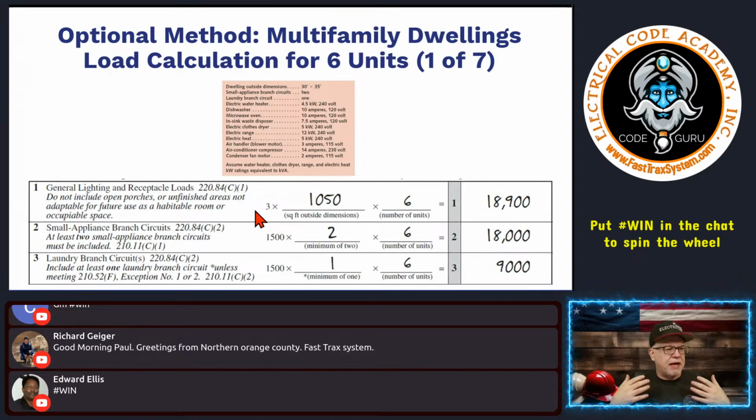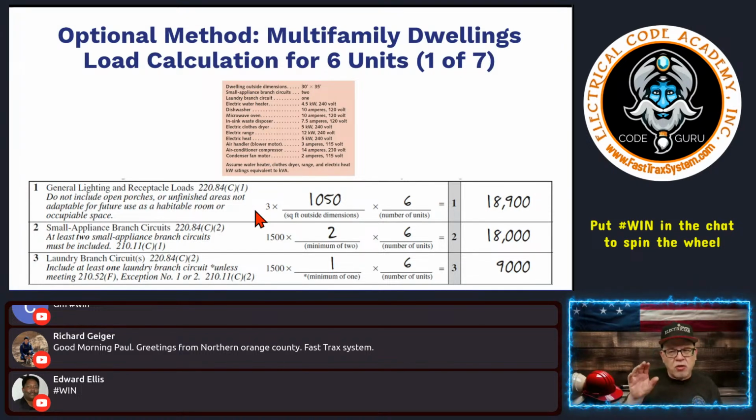Okay, I need to get my general lighting and general use. And if I'm using the optional method, it's 3 VA per square foot. That stays consistent with the standard method. So the 3 VA stays consistent for dwellings. So 3 VA times whatever the square footage is, the outside dimensions. In this case, they're just single units with 1 floor, and they are 30 by 35. So 30 times 35, that's 1,050. And then, of course, there's 6 units, right?